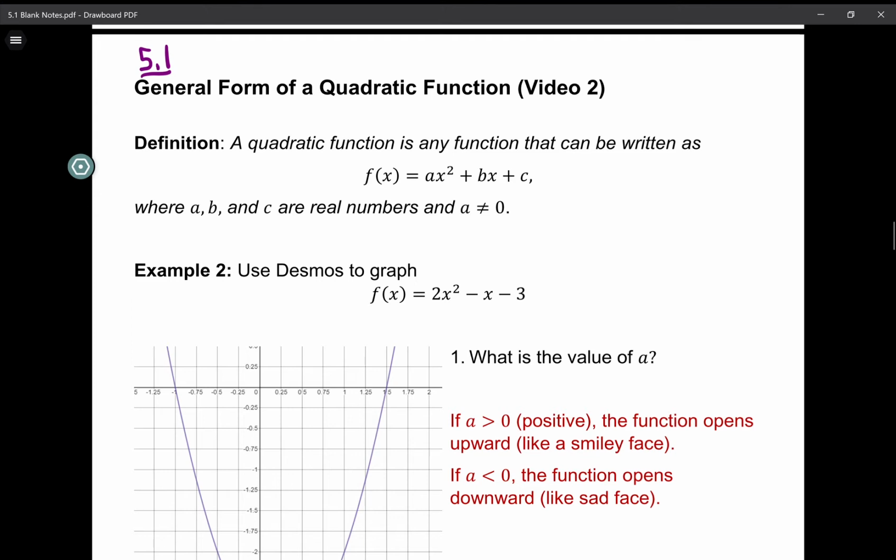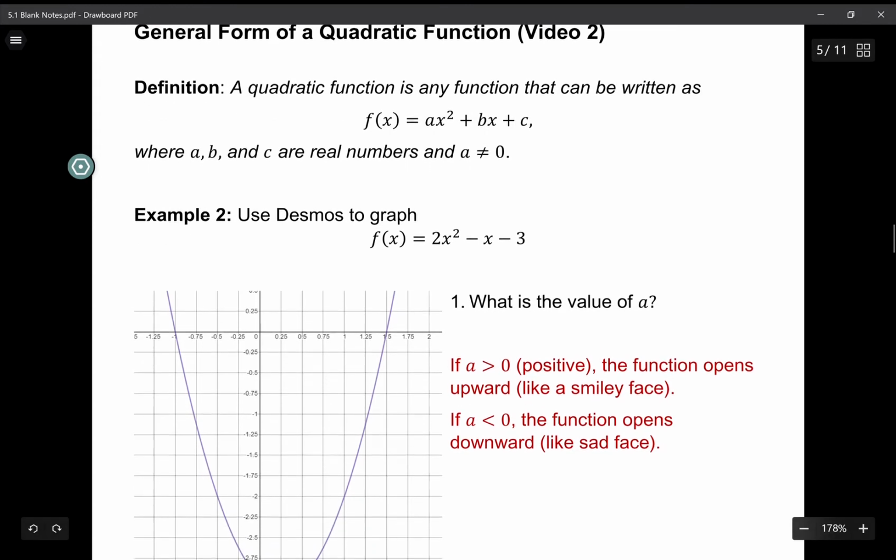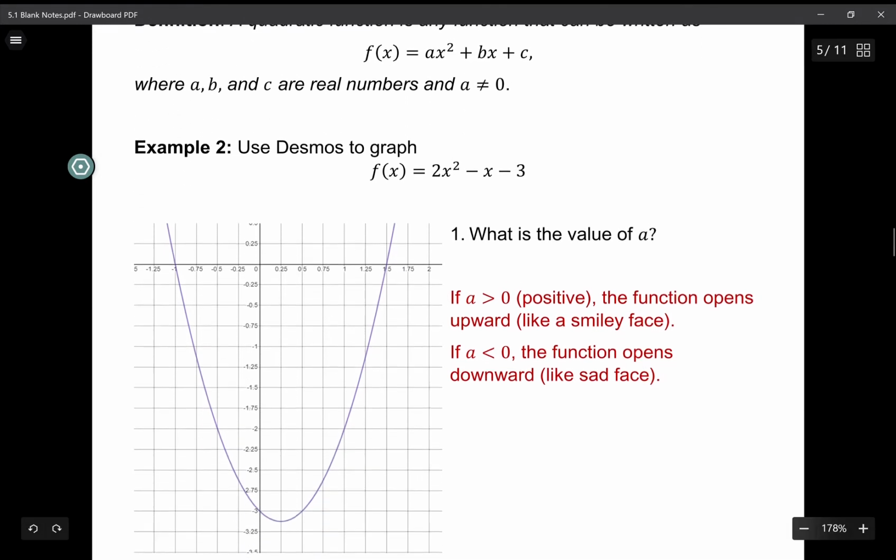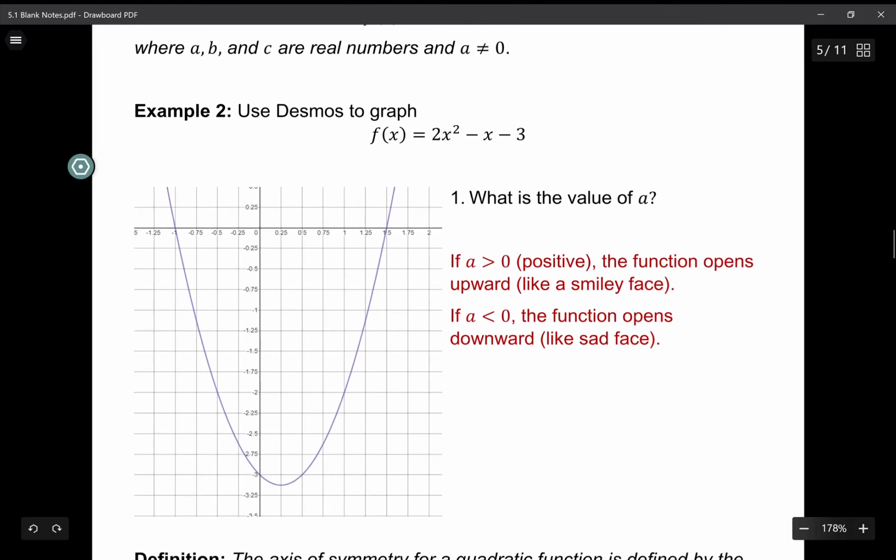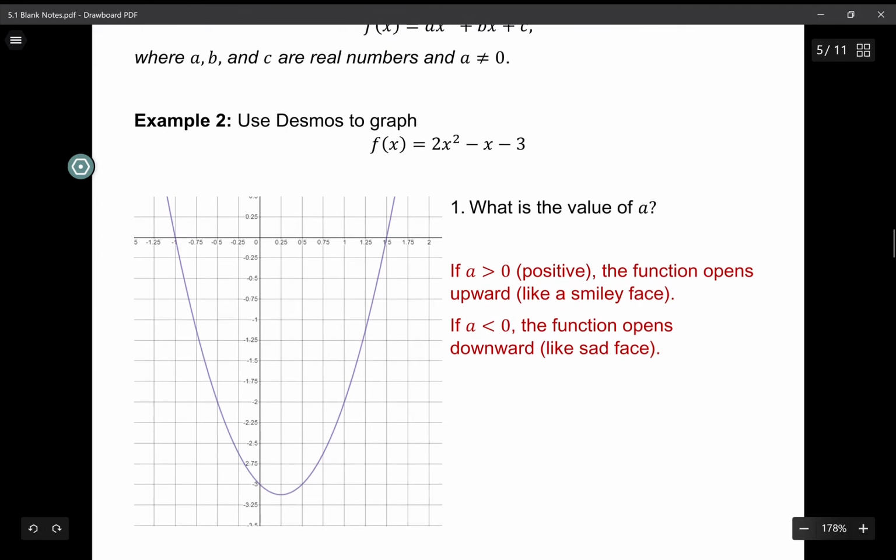So we're going to use Desmos to graph this function, and I don't want to chop back and forth, so I just went ahead and put the graph right in here. All right, so the first question I'm going to ask is, what is the value of a? Well, if I look at my equation up here, I can see that my a value is 2. Okay, I can read it right off of here. There's my a value. The coefficient on x squared is equal to 2.